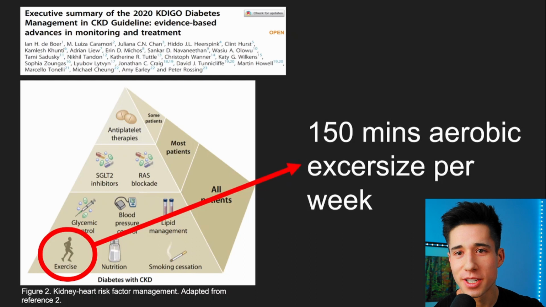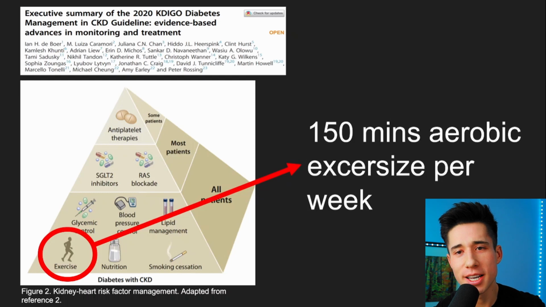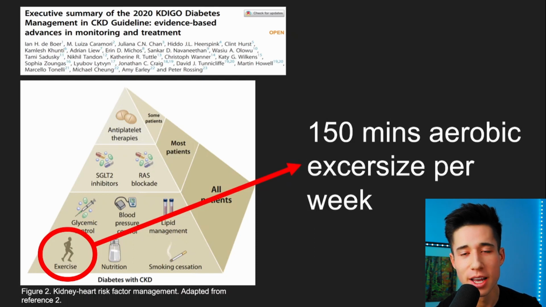Exercise is super important. 150 minutes of aerobic exercise is what is recommended for these types of patients. If you look at the Canadian Diabetes Guideline as well, they do recommend some resistance exercises. So you could consider giving that to your patient if they can tolerate that. Again, assuming that they can tolerate this type of exercise, recommend 150 minutes of aerobic exercise per week.